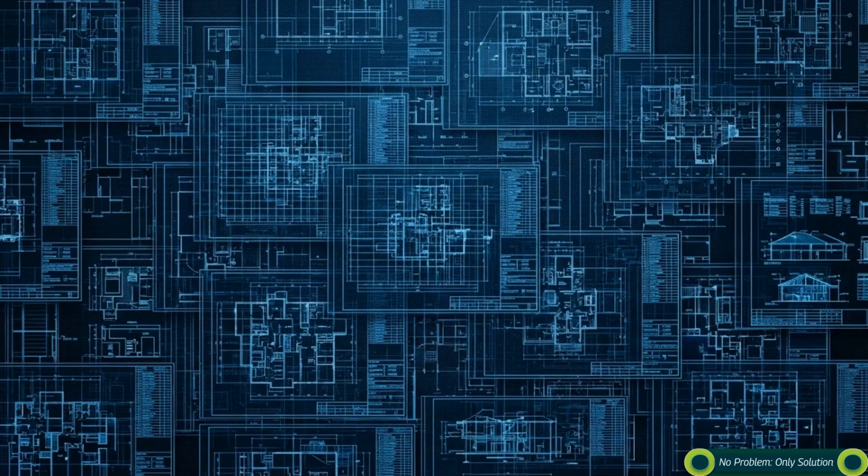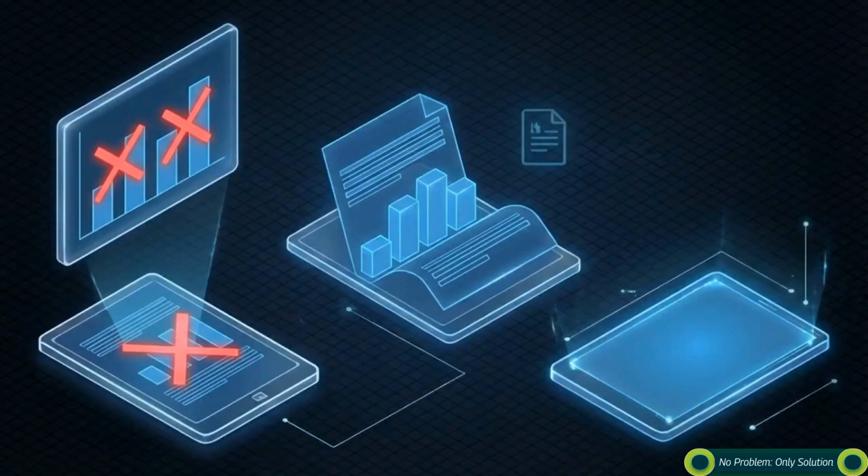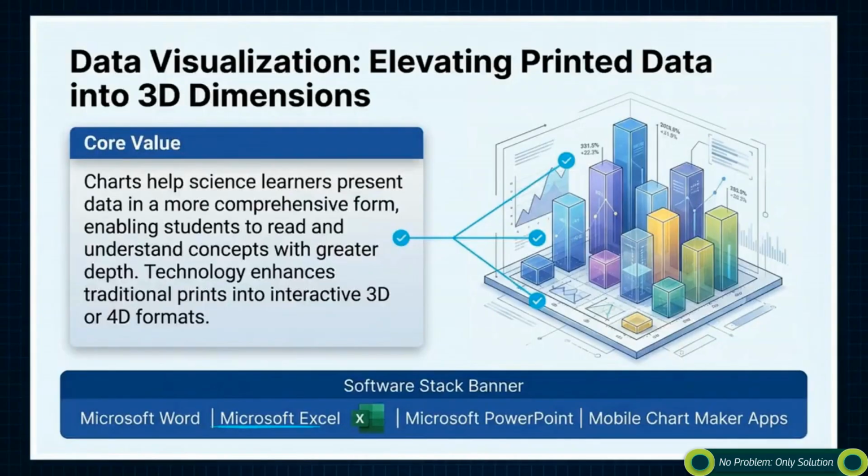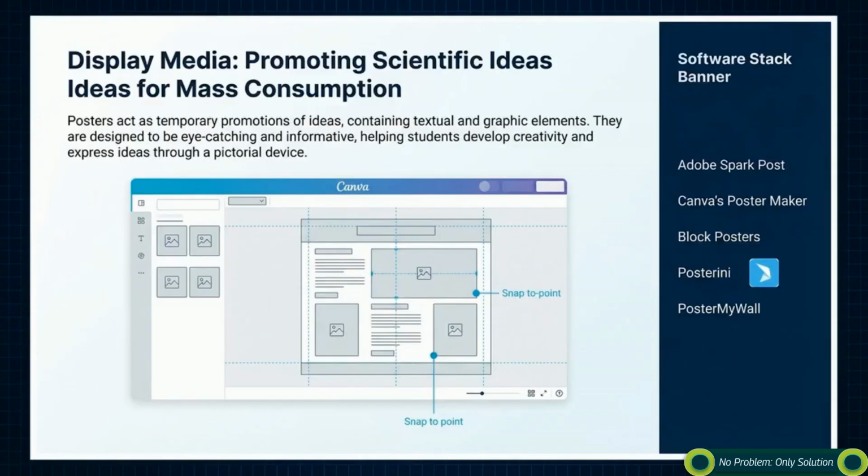The first step is addressing how we present information. Relying strictly on flat, printed data often makes it difficult for students to grasp quantitative relationships. This chart shows how software like Microsoft Excel can improve those presentations. By turning traditional prints into interactive 3D or 4D formats, you enable students to read and understand data with greater depth. For broader communication, posters serve as temporary promotions of scientific ideas.